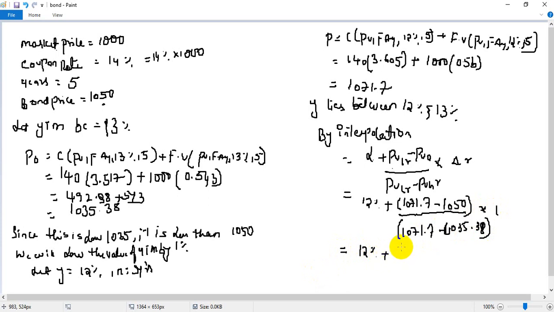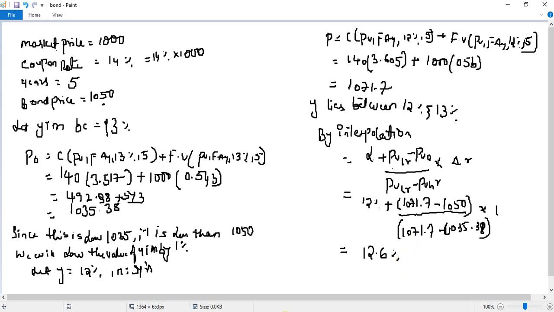If you calculate this, you will get the answer 12.6%. Multiply this, subtract this first, then add to this, and you will get 0.6 as such. So this is the answer. This is how we are going to calculate the YTM.